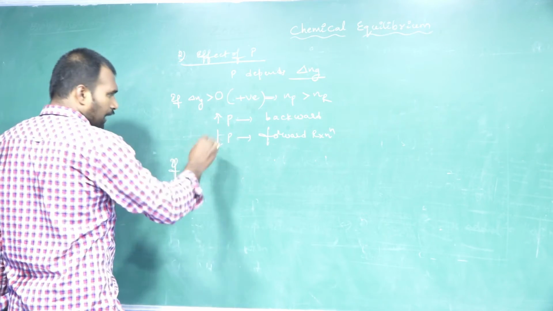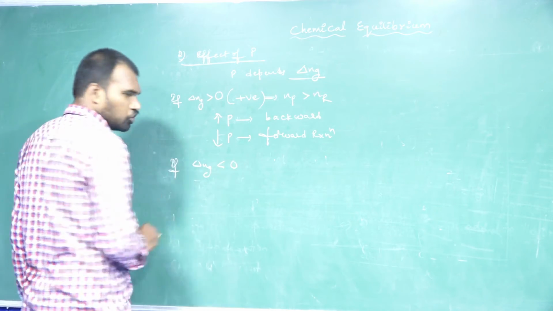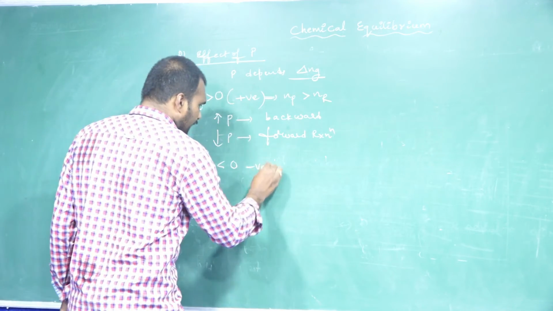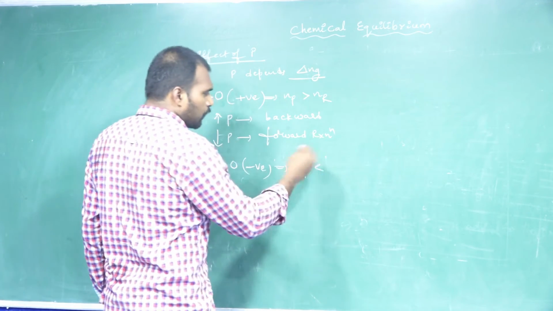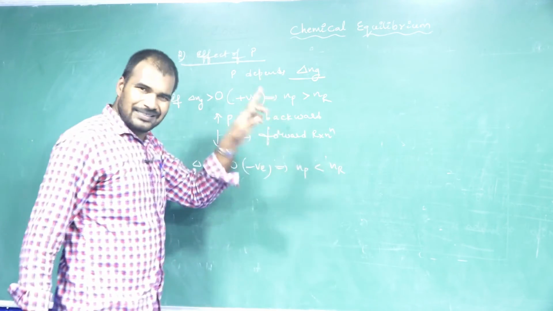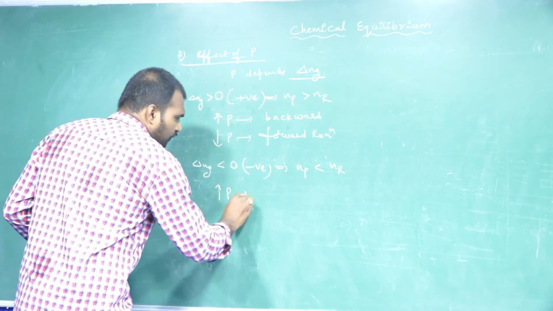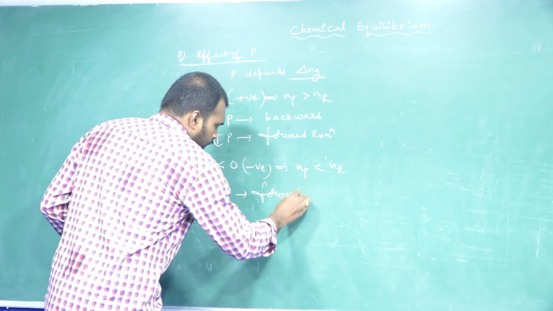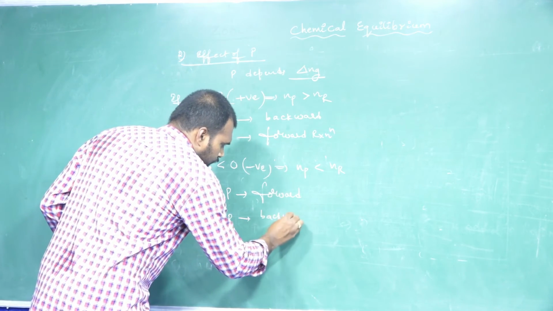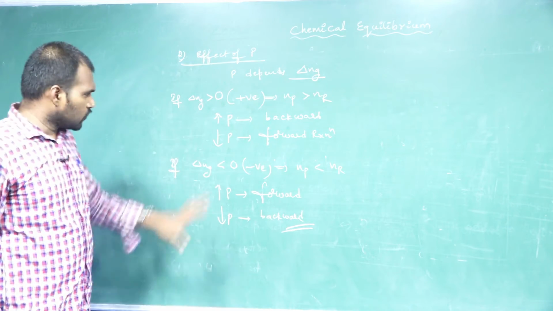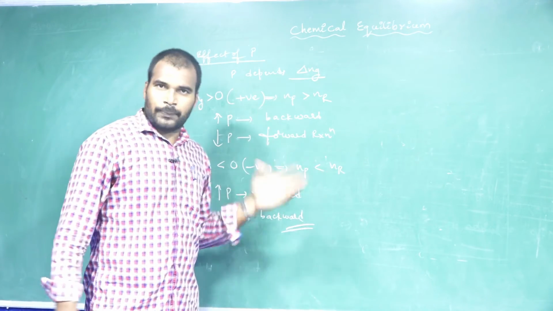I will tell you the reason after that. If delta Ng value is less than 0, that means negative, the number of moles of products is lesser than the number of moles of reactants. In that case, increased pressure is favorable to forward and decreased pressure is favorable to backward. Just remember this logic, and you can easily answer all questions related to the effect of pressure.